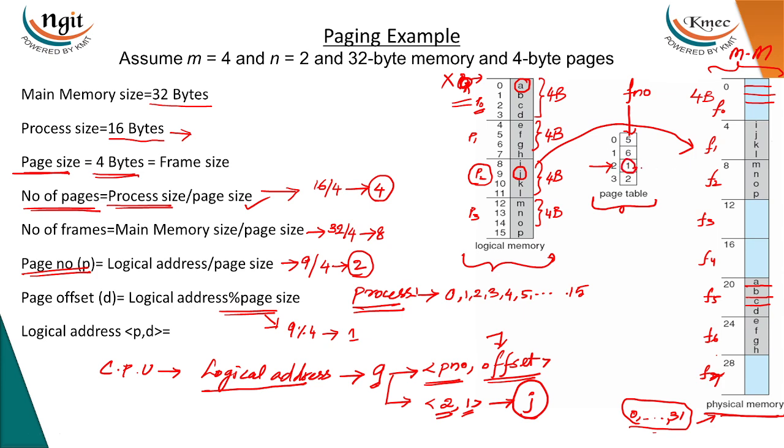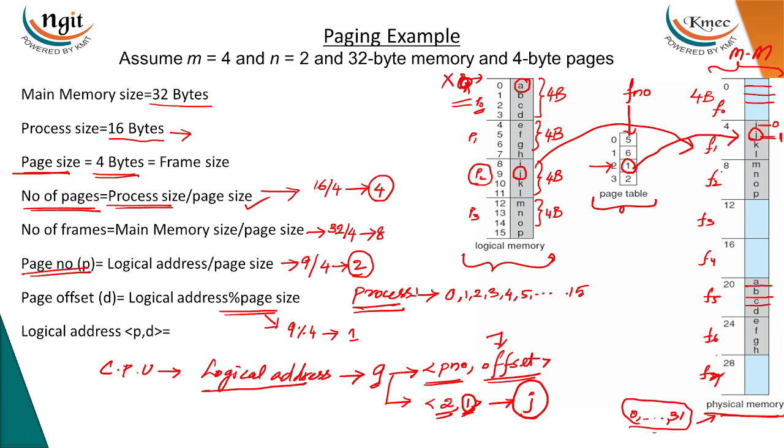So you go to the corresponding frame number. What is the offset? 1. So this is 0 and this is 1. So where is this particular J stored? J is stored in frame F1, first location.